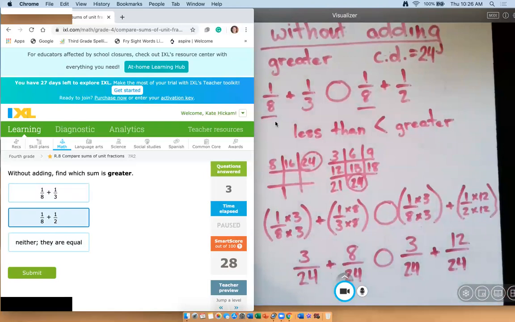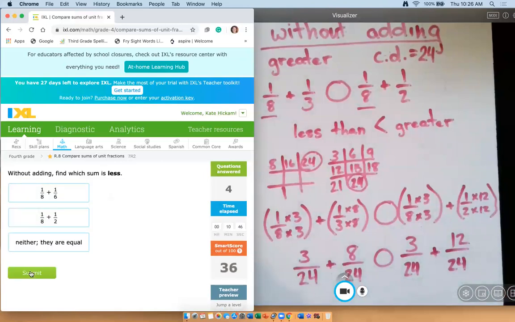Ooh, good thing I checked my work. I looked here and I looked here to make sure I got it right. Click submit, and I got it correct.